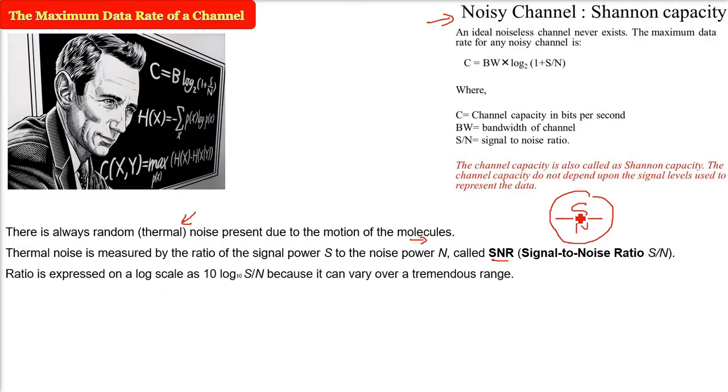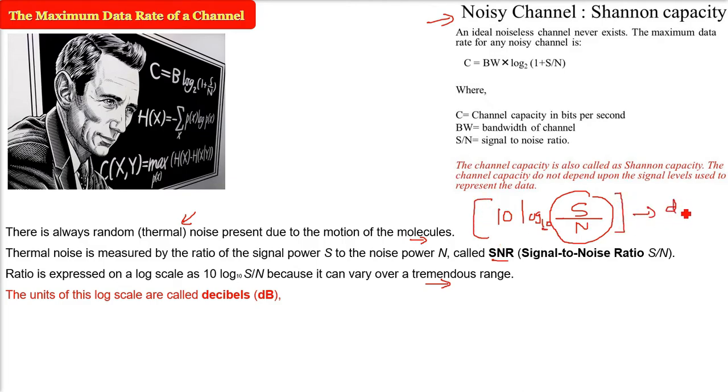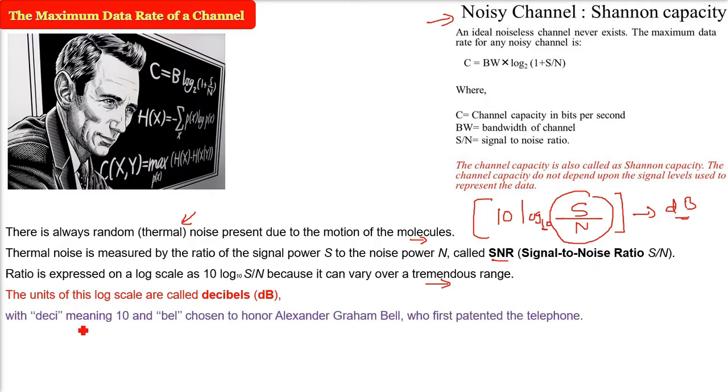This ratio can be very large, it can go up to a very high number. So in order for the computation to take place mathematically, we would like to bring it into a range that we can handle. That is why this ratio is expressed on a log scale: 10 times log base 10 of S by N. As I said, we are trying to mitigate the tremendous range. The units of this log scale are called decibels, dB. Deci means 10 here, and bel is in honor of Alexander Graham Bell, who first patented the telephone system.